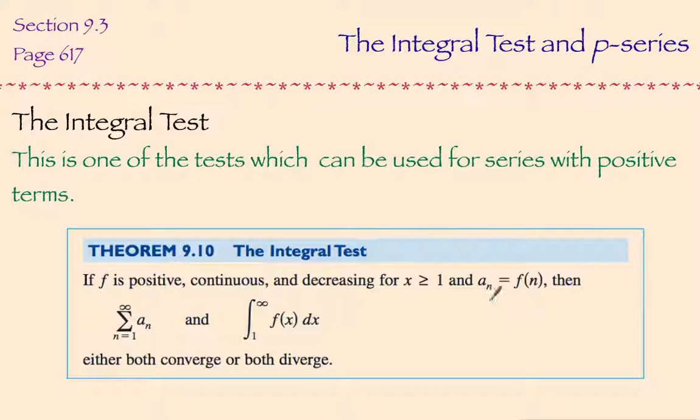It says, let your general term be a function f of n. Then, if f is positive, continuous, and decreasing, you are allowed to use the integral test, and what we discover is that the sum of this series and the integral of this function from 1 to infinity either both converge or both diverge. We say that the series and the integral go together. They both converge or both diverge.